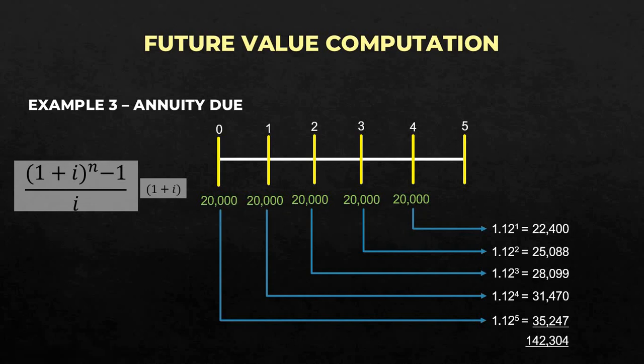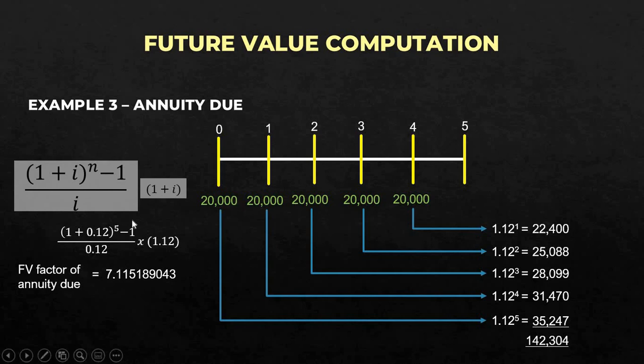Pag sinubstitute natin lahat ng variables, ito yung magiging labas niyan. 1 plus 0.12 raised to positive 5. Yung n natin dito would be the total compounding periods during the term. For the whole term, dito sa ating problem, meron tayong limang compounding periods in total. Kaya yun yung ating n. Tapos minus 1, then divided by 0.12 times 1.12, kasi ang ating interest is 12%. Pag kinompute natin ito, either gamitin yung inyong scientific calculator or regular calculator, ang sagot diyan is 7.115189043, at ang tawag natin diyan is the future value factor of annuity due, for 5 periods.